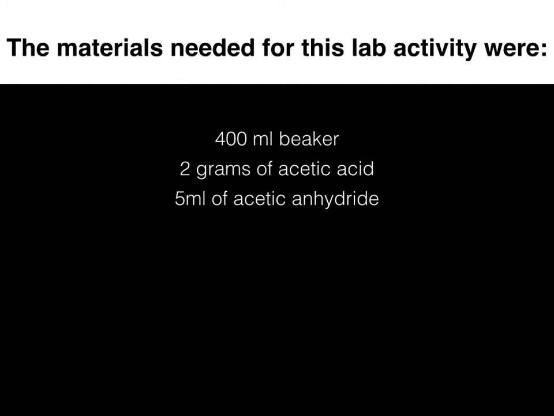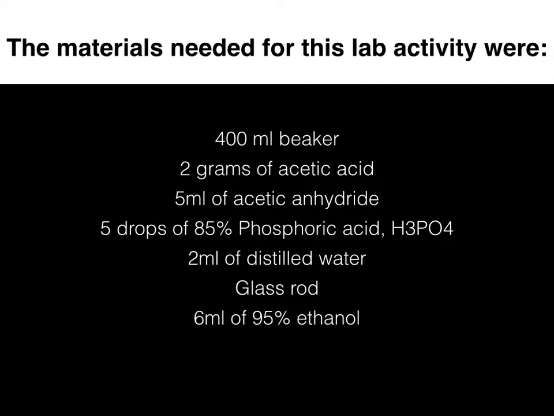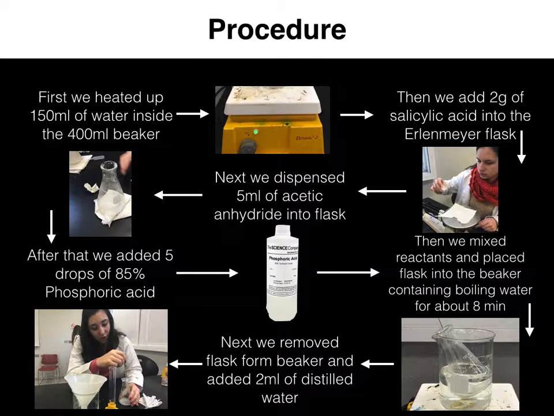The materials we needed for this lab activity were a 400 ml beaker, 2 grams of salicylic acid, 5 milliliters of acetic anhydride, 5 drops of 85% phosphoric acid, 2 milliliters of distilled water, a glass rod, 6 milliliters of 95% ethanol, and an Erlenmeyer flask. The procedure was: we first heated up 150 milliliters of water inside the 400 milliliter beaker, then we added 2 grams of salicylic acid into the Erlenmeyer flask.